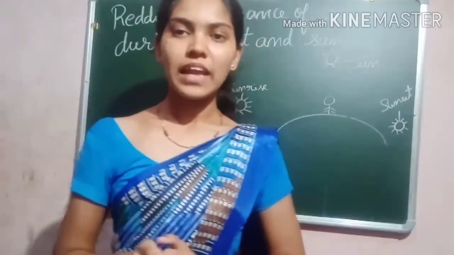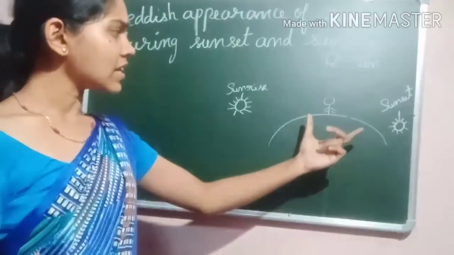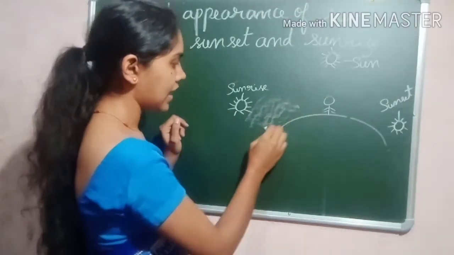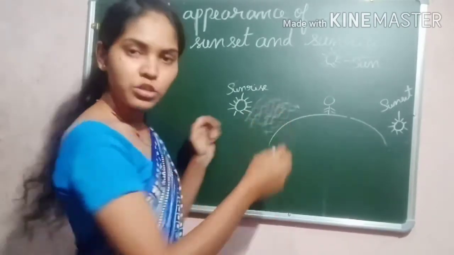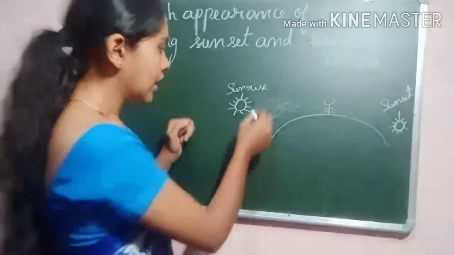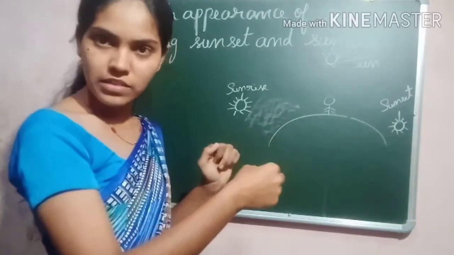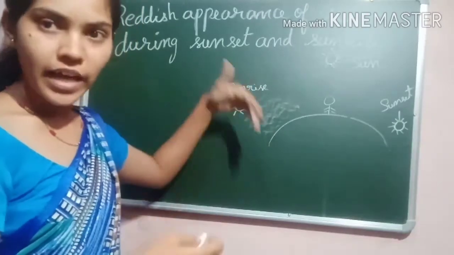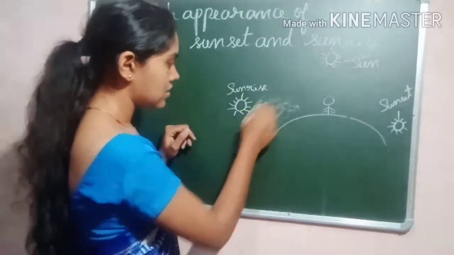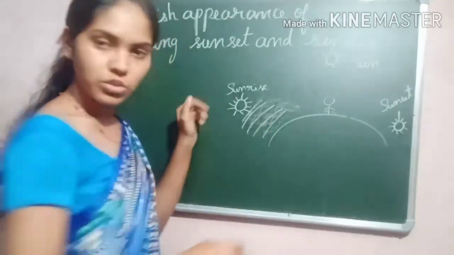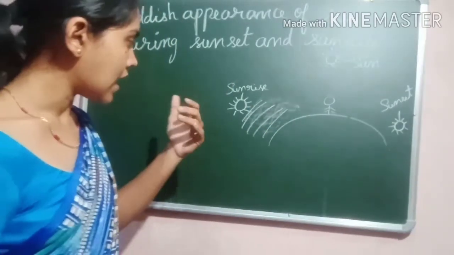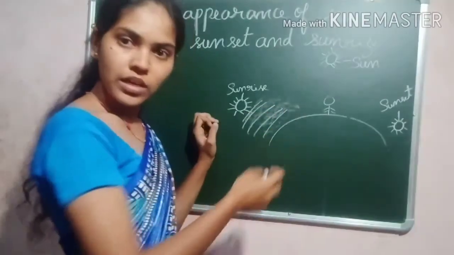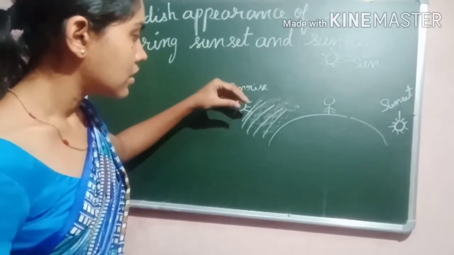So during the sunrise and sunset, what happens? The white light from the sun has to pass through many layers in the atmosphere. The light has to pass through so many distances to reach the observer's eyes. That is why, at that time, the distance is more. So what happens at that time?